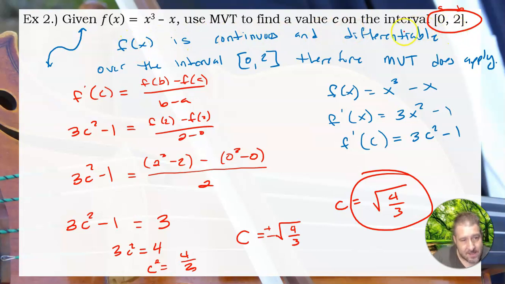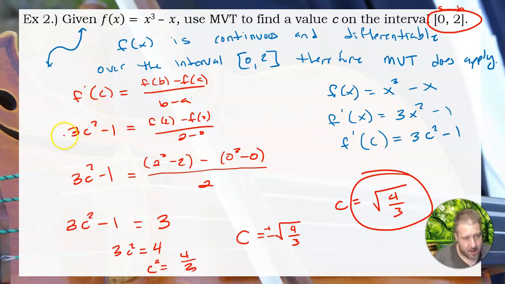Once again, f of x is continuous because this is cubic, and cubic functions are always continuous. And they are always going to be differentiable in this case as well. There are no corners, no cusps, no vertical tangent lines. Therefore, MVT does apply. So once again, MVT states that the average rate of change will have to equal the tangent line at least once over that given interval. So I take the function itself, find the derivative, set it equal to the average rate of change.